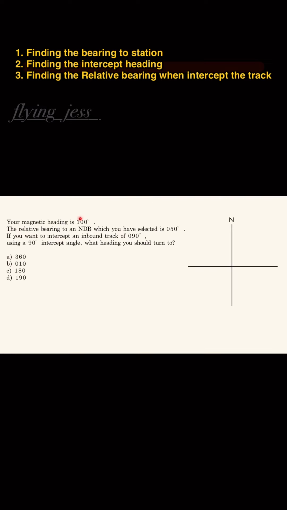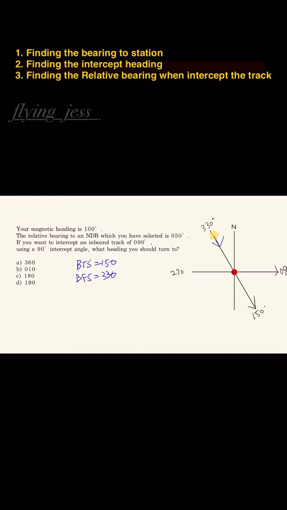Your magnetic heading is 100, and the relative bearing to an NDB is 050 degrees. If you want to intercept an inbound track of 090 using a 90 intercept angle, what heading should you turn to? I will draw to show you the idea of it. First, where am I? My bearing to station is 150, so my bearing from station is the reciprocal of BTS, that is 330. So on a map, I am here.